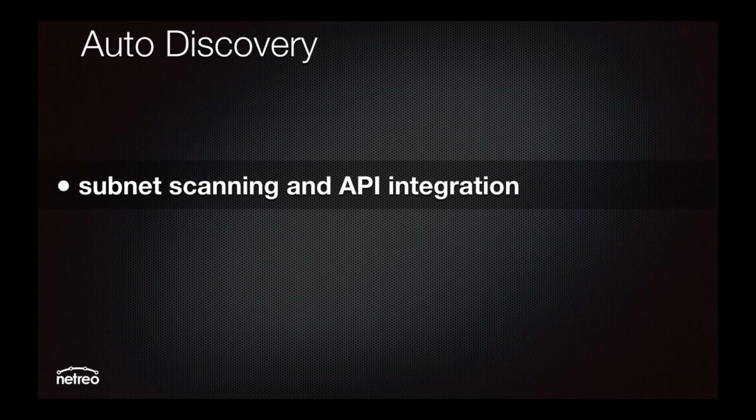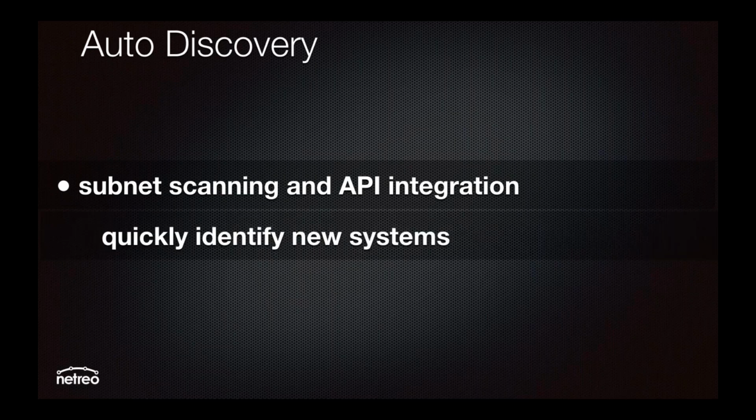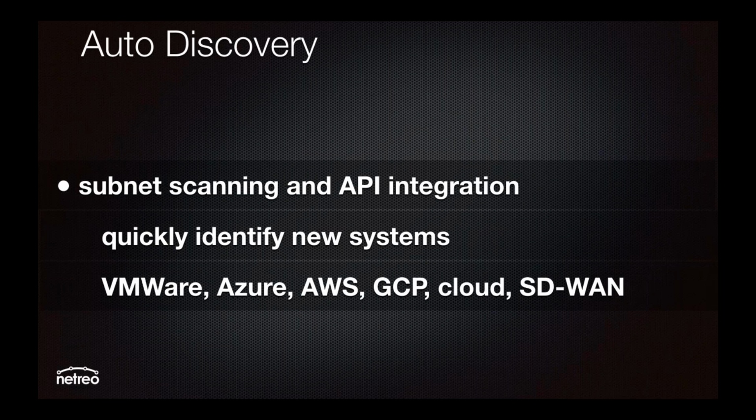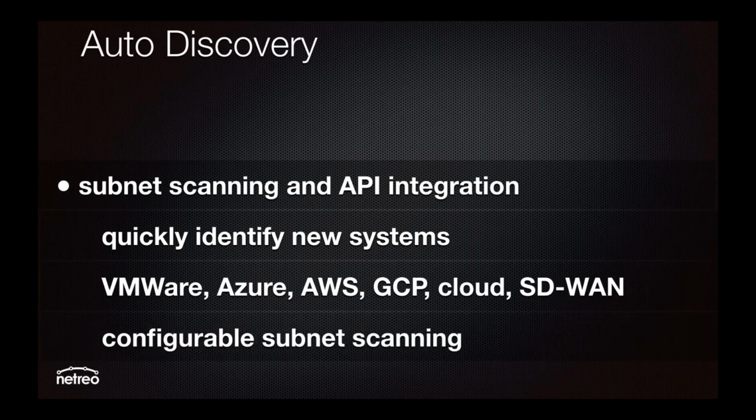Now that auto discovery engine includes both the subnet-based scanning as well as API integration like we talked about, so we can quickly identify new systems as they're provisioned. We've got hooks into a lot of different kinds of APIs. So for example, finding new Meraki edge routers as you bring them online, or start monitoring new AWS instances or new virtual machines as they're spun up. We can also use that subnet scanning engine to identify subnets in the environment and find new systems there.